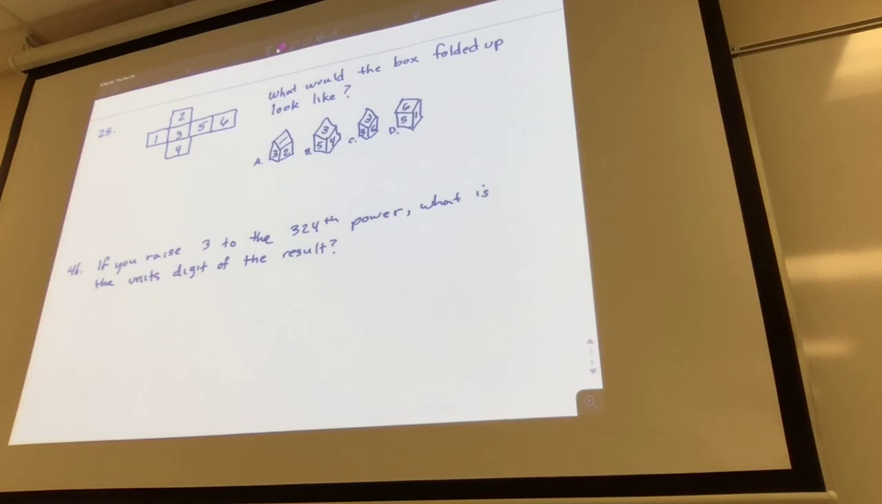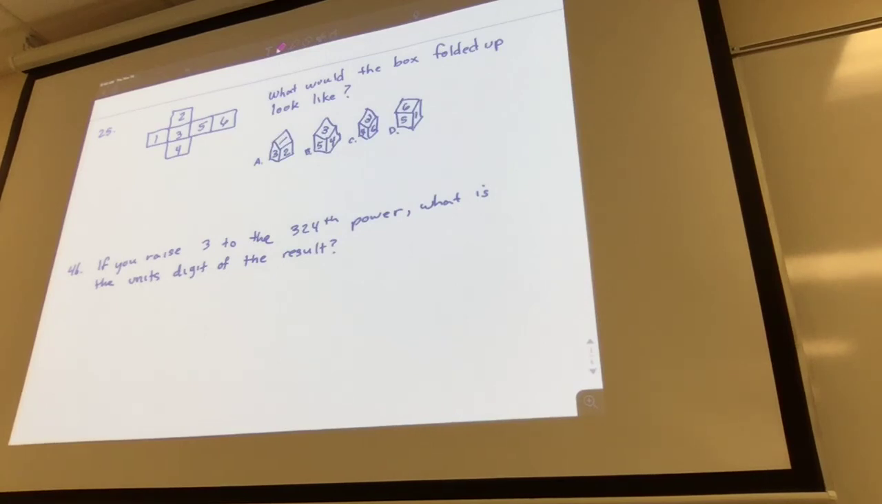What would the box folded up look like? I will tell you, this problem right here, I literally have people bring a piece of paper to the test and write this out and fold this thing up to answer the question. If you're that person, you're visual, and when we work over this you're just like, what? That's because you probably can see it. If you see it, you'll get it, okay?